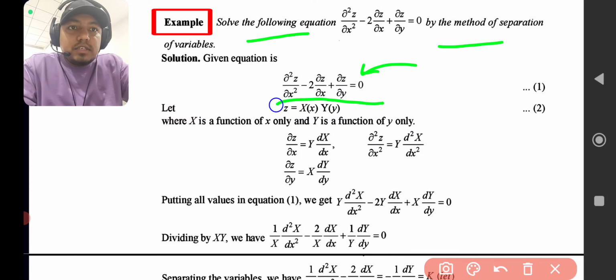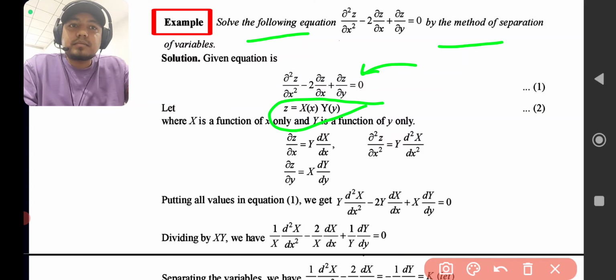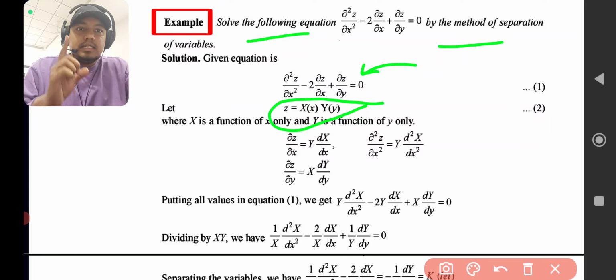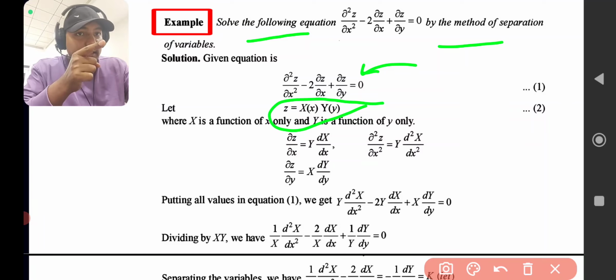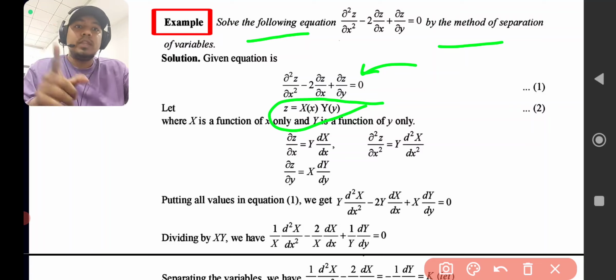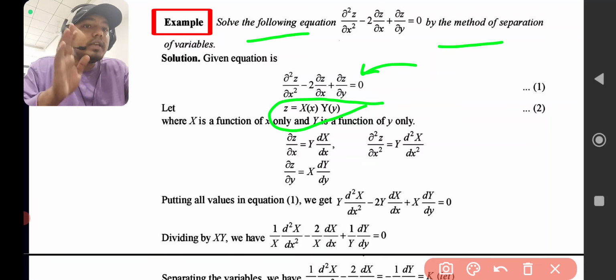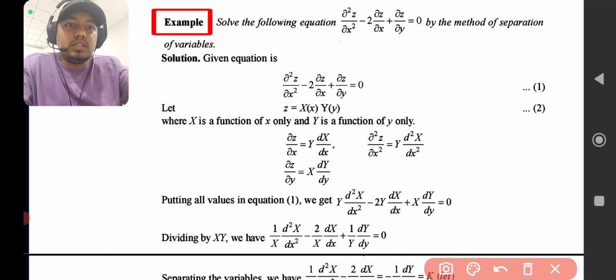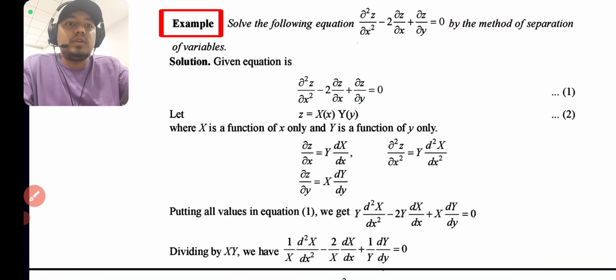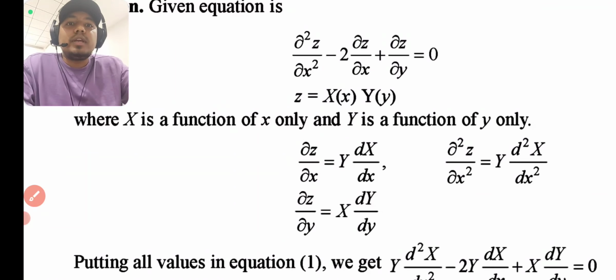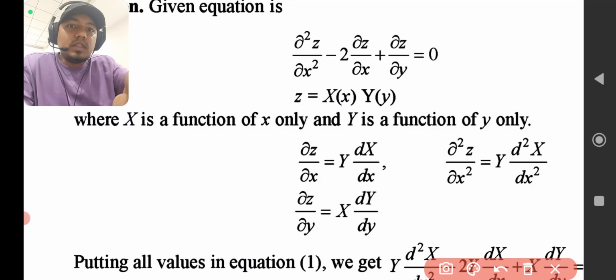First of all you have to consider this z as your solution: z is equal to X times Y. In the bracket it is written x; what does that mean? Capital X is a function of x alone, and capital Y is a function of y alone, right? This thing you already know, that yes, we have to consider that. I can zoom this also. Now you can see we know that X is a function of x and Y is a function of y.